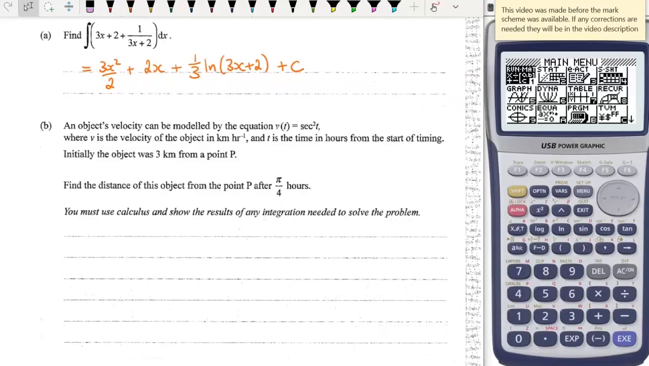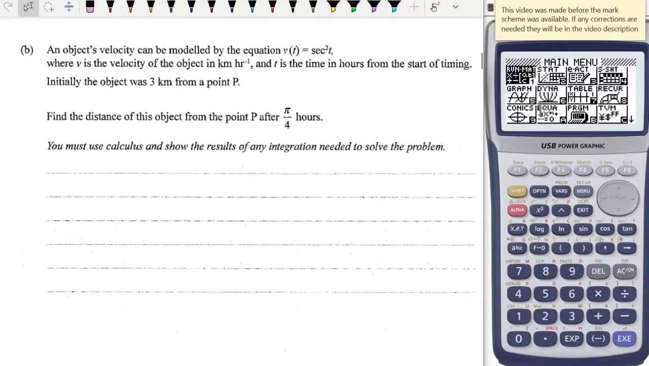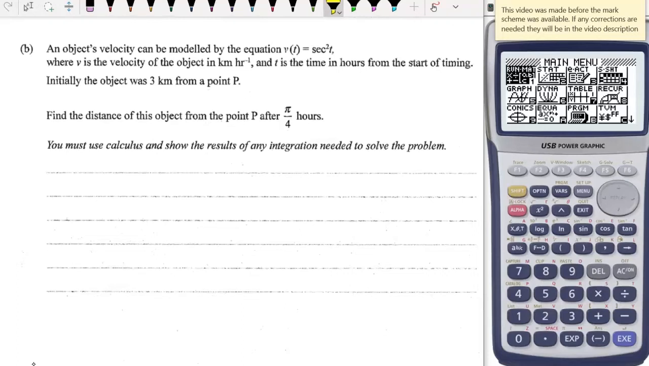We've got kinematics for part B, so we're looking at velocity, where we've got the equation for that velocity here as sec squared t. We want to find the distance of the object after a certain time. So to get to distance from velocity, we are going to integrate the sec squared t. Look on your formula sheet, you'll see that sec squared integrates to tan x plus c.